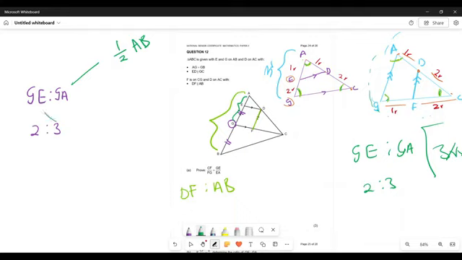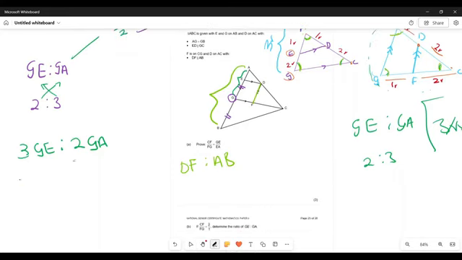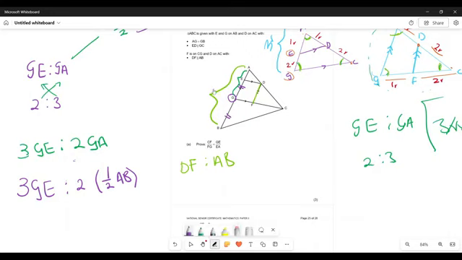But first, let me cross multiply here. First step would be to cross multiply. So 3 GE is to 2 GA. All right, so I'm trying to solve for my AB. Remember, so now 3 GE is to 2 multiplied by, remember I said my GA is the same as a half multiplied by AB. Right, now I want you to note something also. Let me try and erase here.